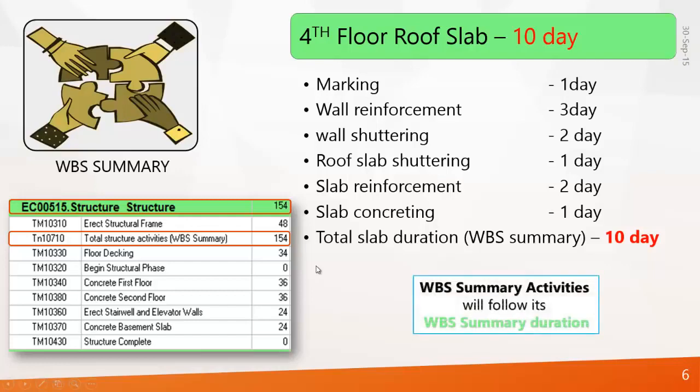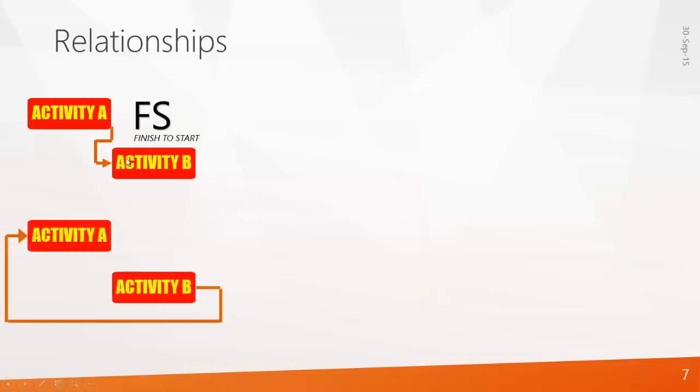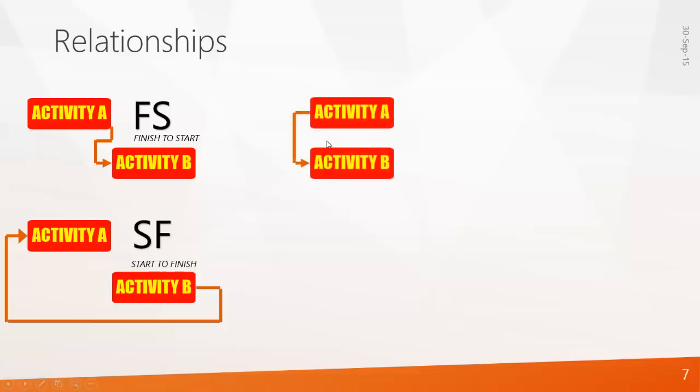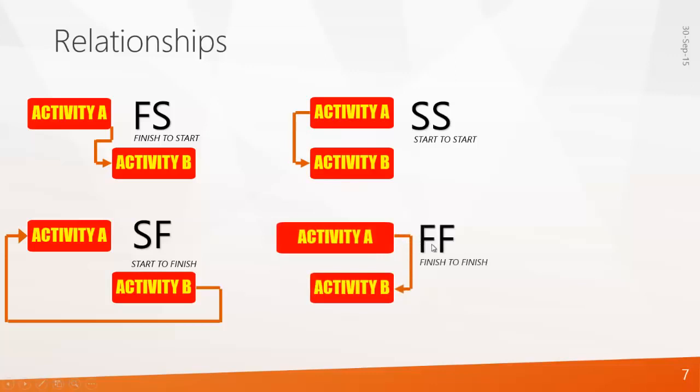Next is relationships. In Primavera there are 4 kinds of relationships. First one is finish to start, or FS. It says that activity B will start after completion of activity A. Next one is start to finish, which is a non-logical relationship. It says that activity A will finish after the start of activity B. And another one is start to start. It says both activity A and B will start on the same date. And the last one is finish to finish. It says that activity A and B have different start dates but finish on the same date.